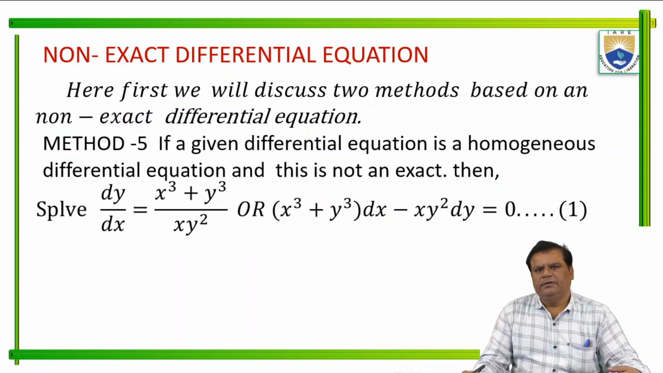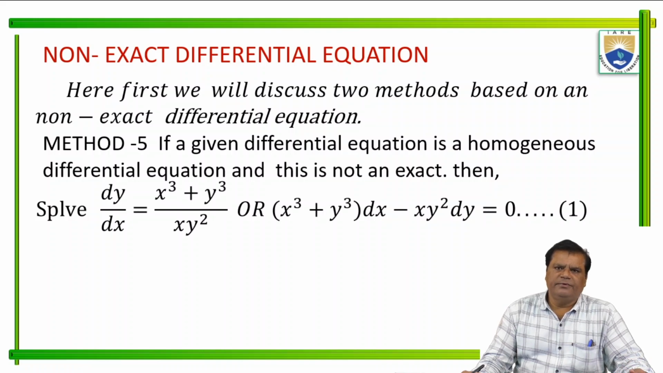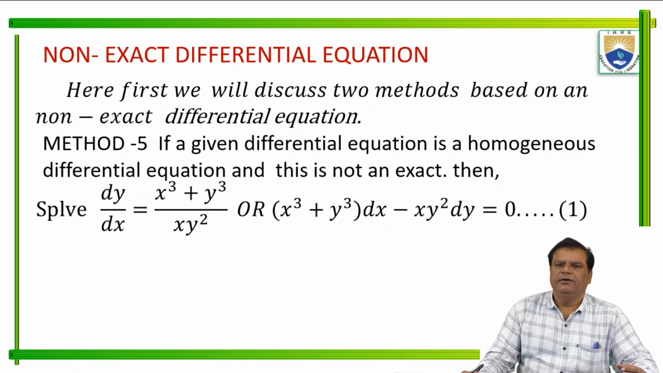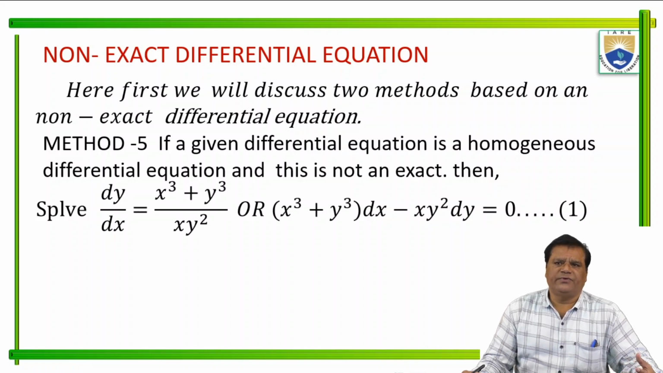Method 5 I have discussed in the last videos. 4 methods I have completed, but now we want to discuss the last 2 methods. So now Method 5. In Method 5, we are considering only homogeneous differential equations. A homogeneous differential equation is always a non-exact differential equation. Every homogeneous differential equation is not an exact differential equation.